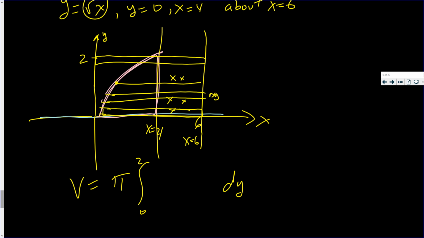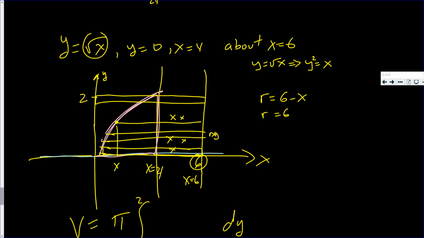Well, this is some x value, and this is 6. So the radius is going to be 6 minus x. The problem is that we have dy's. Well, if y is equal to the square root of x, that means y squared is x. So the radius is 6 minus y squared. Okay, that's the long one. 6 minus y squared.